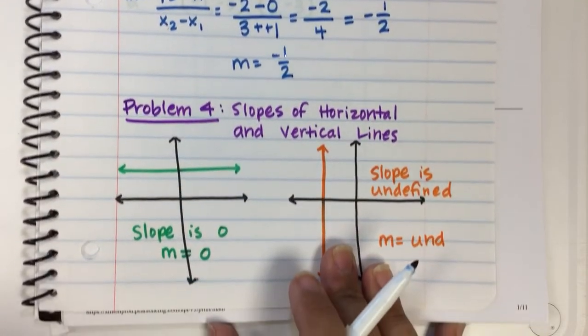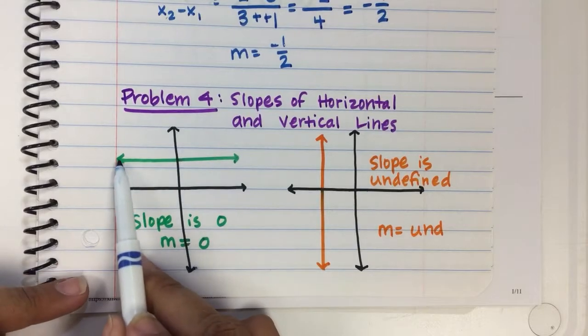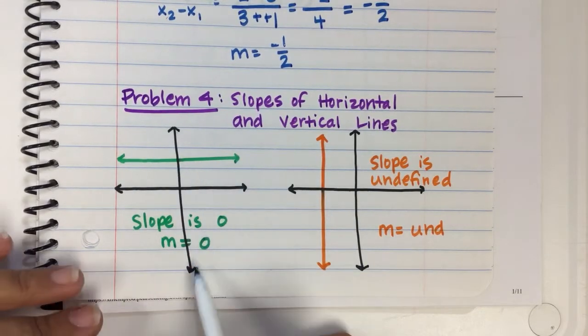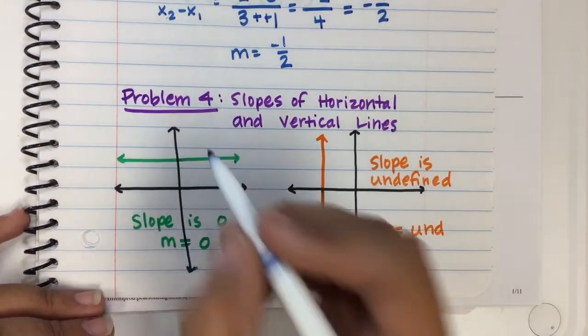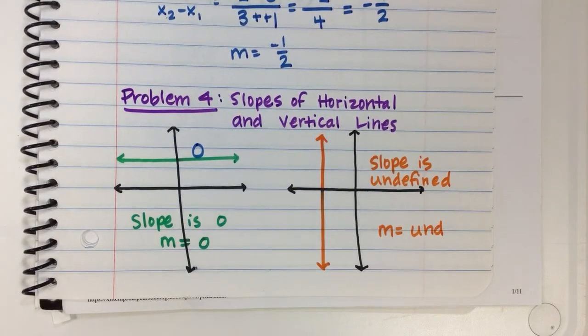All right, slopes of horizontal and vertical lines. The slope of a horizontal line, like the horizon, this horizontal line, the slope is 0. Because you can sit a 0 on this line, and if it's flat, it's not going to roll off. It's like an egg. If you sit an egg up there, it's not going to roll off.